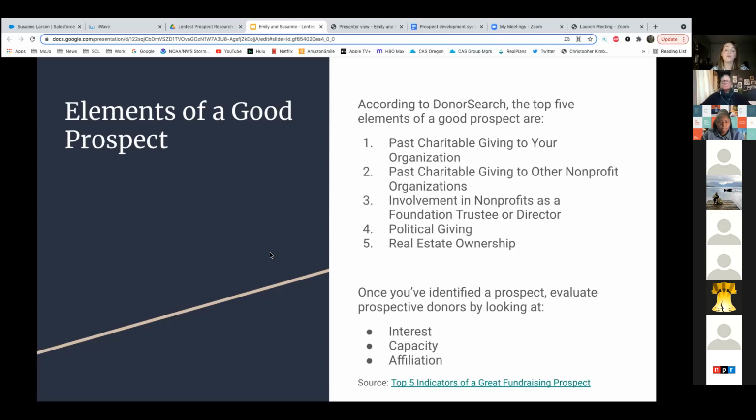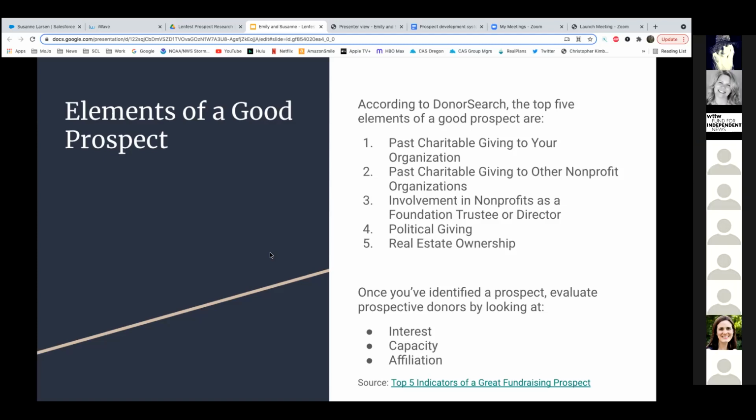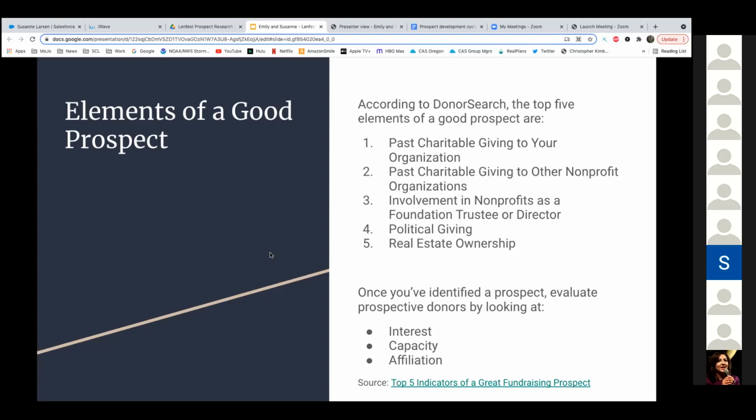But our last one is real estate ownership. Typically, people with high value of real estate have the ability to make a major gift. Just be mindful of this one too. Obviously, in places like New York City, especially with certain databases, things can be astronomically priced, or people could have inherited something. So with some of these, you need to do a little bit more digging, but they are good green flags, as I like to call them.